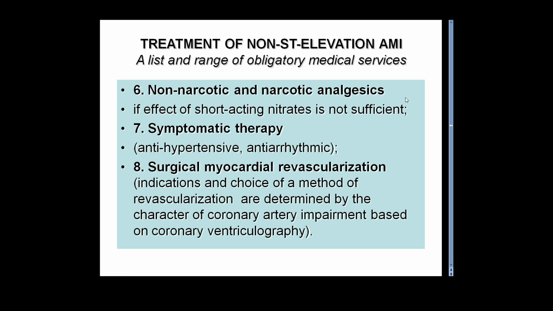Non-narcotic and narcotic analgesics, if the effect of short-acting nitrates is not sufficient, morphine 1%, 1 milliliter, or promedol or analgin, or can use fentanyl or can use droperidol, and the combination fentanyl plus droperidol, neuroleptanalgesia.